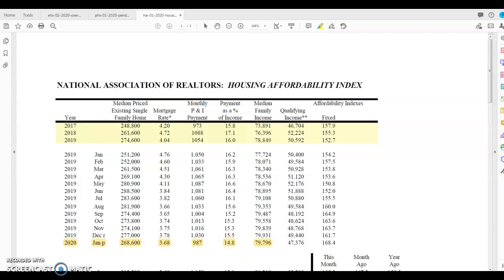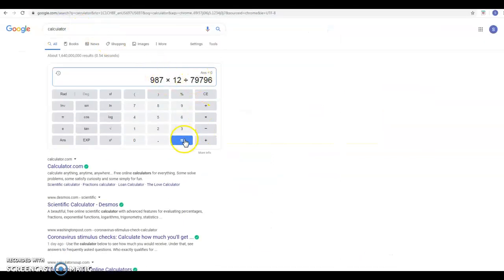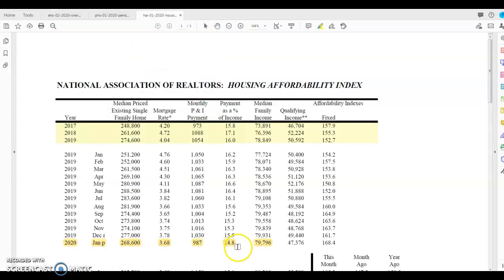Okay, let me go ahead and do that. I'll take 987, multiply that by 12, and divide that by 79,796. Pull this over here to show you. So there's the formula, and click on equal, and you'll notice we multiply it by 100 to show it as a percent. It's 14.8%. So it means that buying this home with 20% down at this interest rate with this monthly payment would be almost 15% of the median family income.